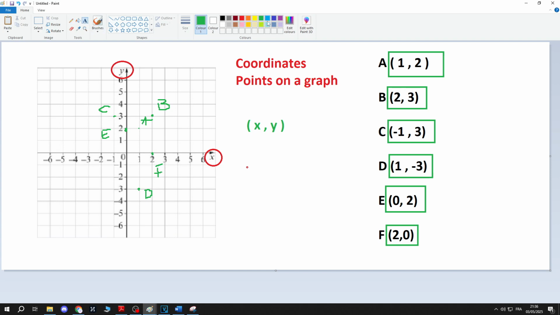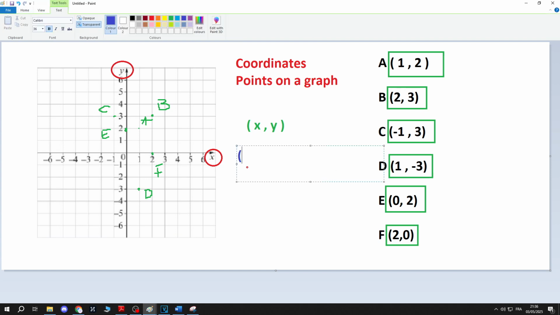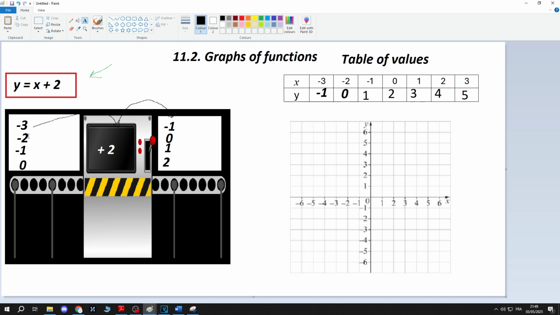As something extra, just to double check that you know everything, what do you think the point with the coordinates 0, 0 is called? Now, if you know, then congrats. If you don't, this point is called the origin. And this is very important for later explanations. So let's go back here now.